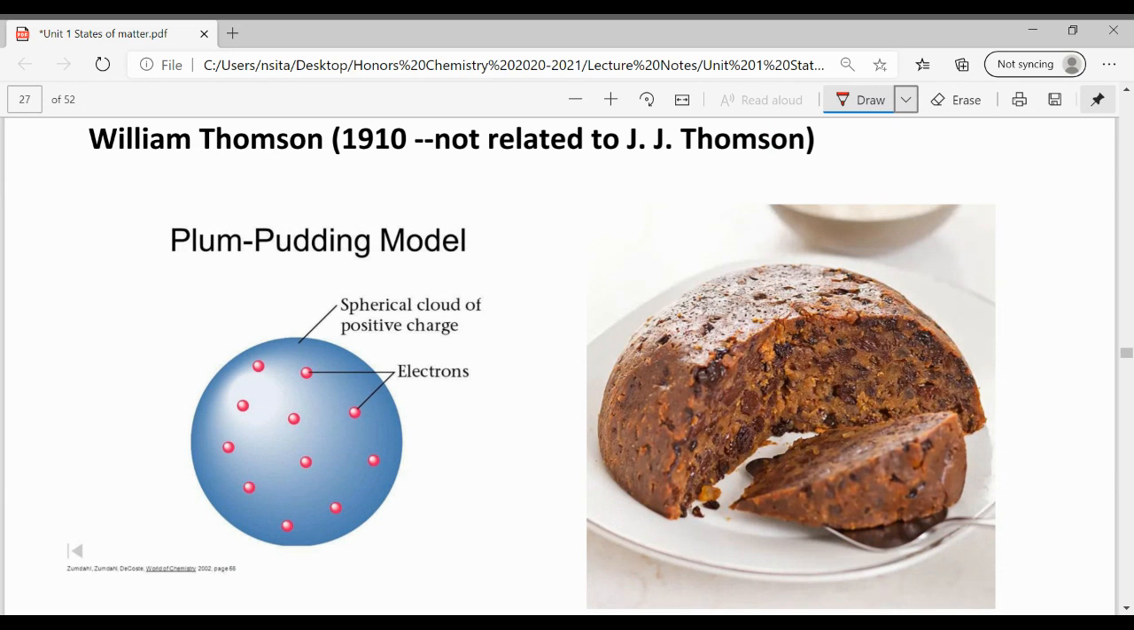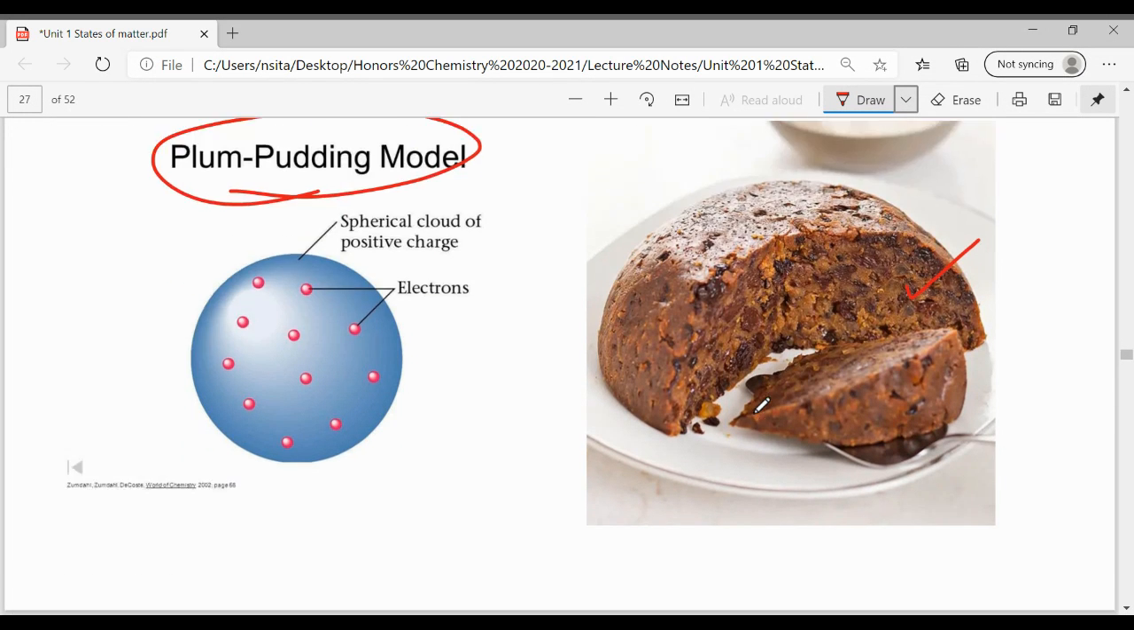Thomson came up with a model which he called the plum pudding model, because it does look like a plum pudding here. Basically, we have the electrons, which carry the negative charge, embedded in this dough of the positive charge. You can see that it looks very similar to plum pudding. The electrons are the plums.